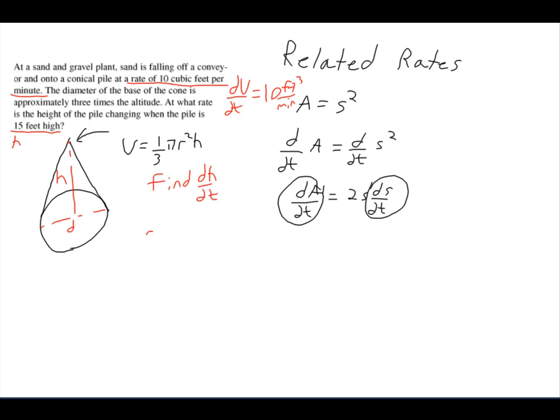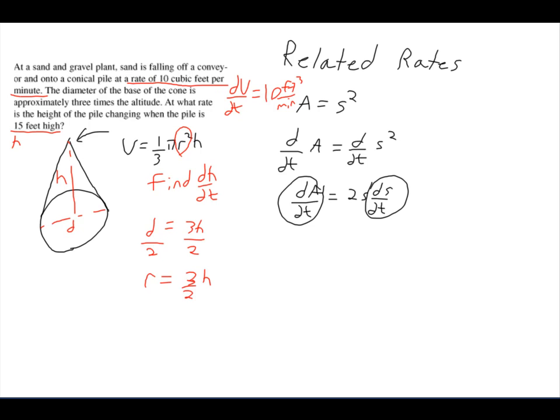So if we know that the diameter, d, is equal to 3 times the height, well, our formula for volume deals with radius. Well, radius is 1/2 of diameter, so if we divide by 2, we get the radius is equal to 3/2 h. So we can substitute that in for this r squared in our equation to get a volume equation to work with in this related rate.